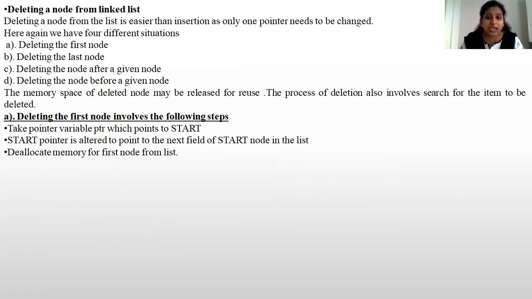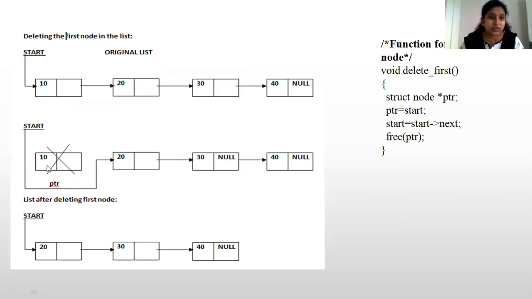Then deletion. In deletion we again have 4 steps: deleting the first node, deleting the last node, deleting the node after a given node, and deleting the node before a given node. In the same way that we insert, we are going to delete the elements. So this is how we are going to delete the elements.